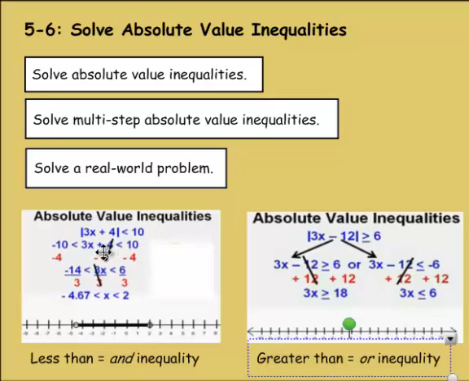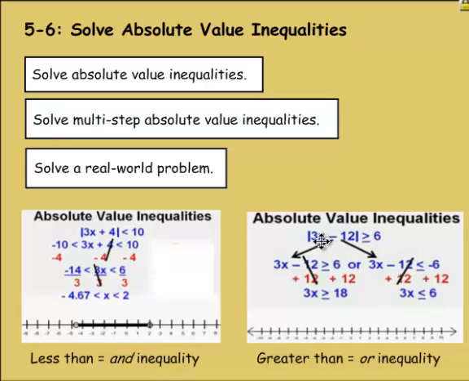Then you could solve for both by subtracting 4 from both sides of the inequalities and then dividing by 3, and then you get your answer. You'll notice that this turns into an and inequality, and that's always the case. Whenever you have an absolute value less than a number, it's an and inequality. It's just the opposite for the greater than ones.